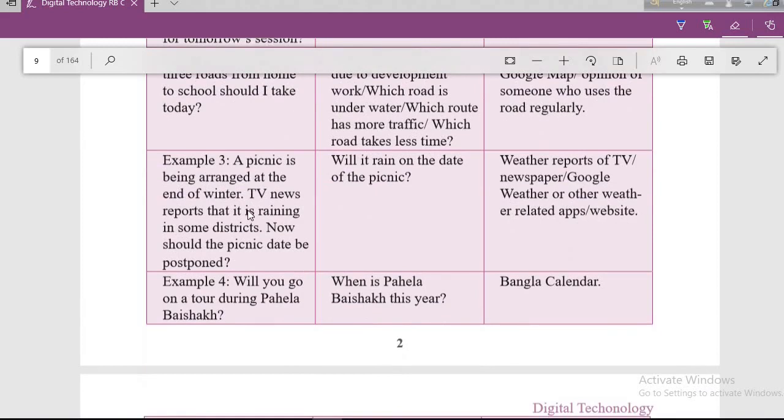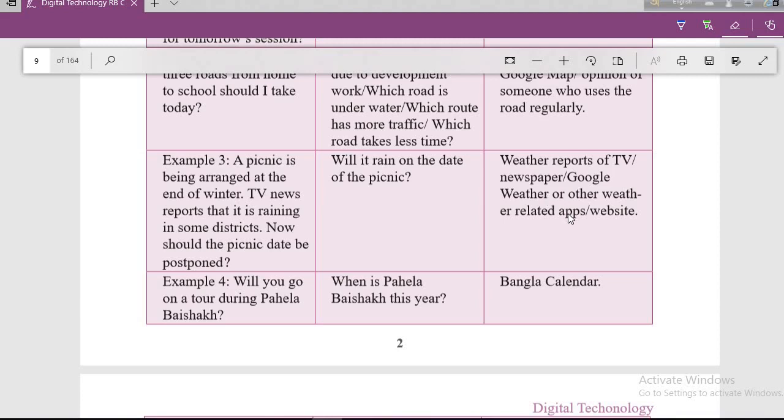Example 3. A picnic is being arranged at the end of winter. TV news reports that it is raining in some districts. Now, should the picnic date be postponed? Information needed. Will it rain on the date of the picnic? Source of information. Weather reports of TV or newspapers or Google Weather or weather-related apps or websites.